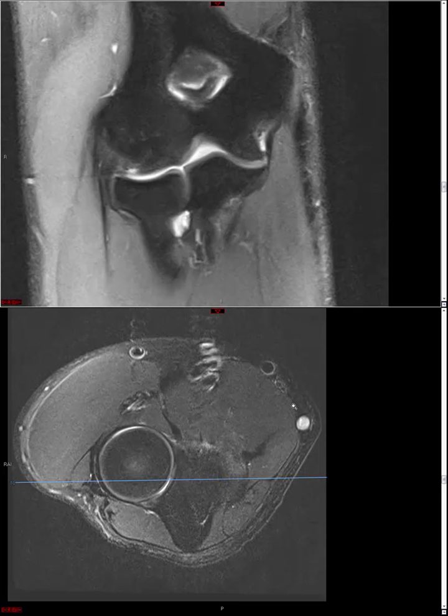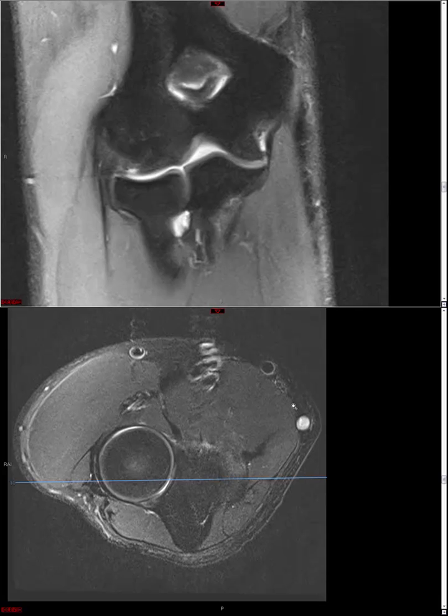Then I look at the nerves, so median, ulnar, radial nerves, and select branches. Then I look at the regional musculature, and then we finish off, as with all the other joint examinations, looking at marrow signal, looking for incidental masses, so on and so forth.